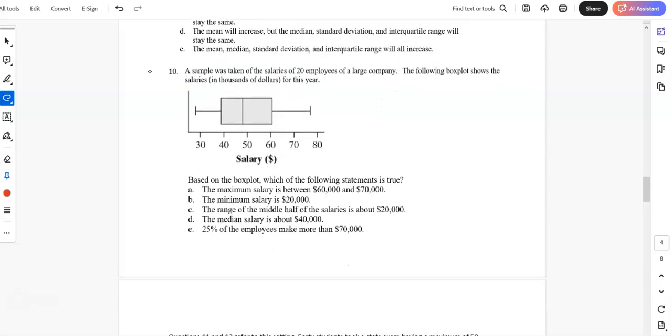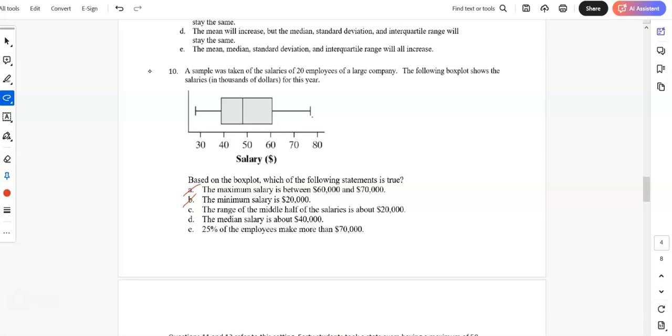The sample was taken of the salaries of 20 employees in a large company. The following box plot shows the salaries in thousands for the year. Based on the box plot, which of the following statements is true? The maximum salary is between 60 and 70. No, the max is between 70 and 80. The minimum salary is 20,000. I don't know. It doesn't look like it even gets down to 20,000.